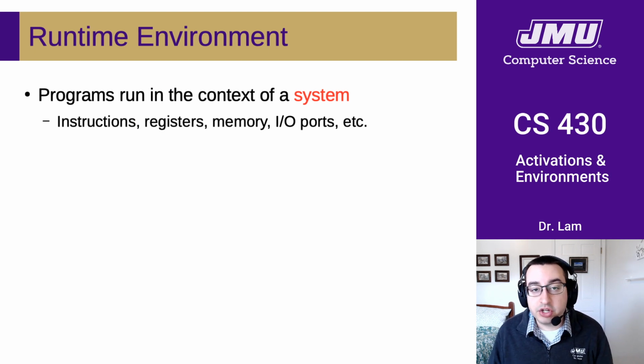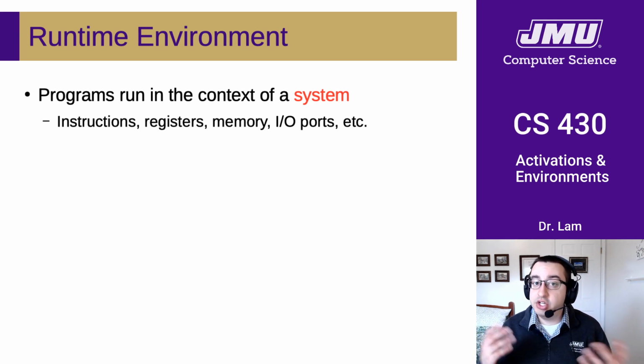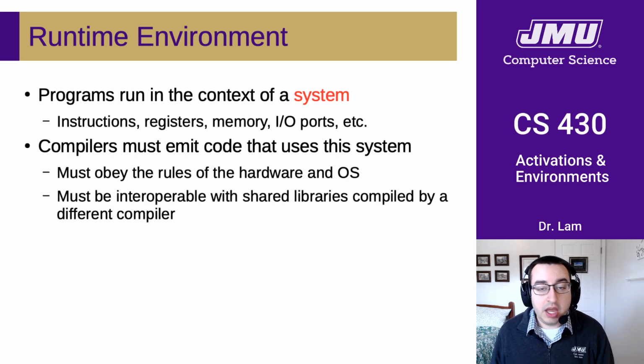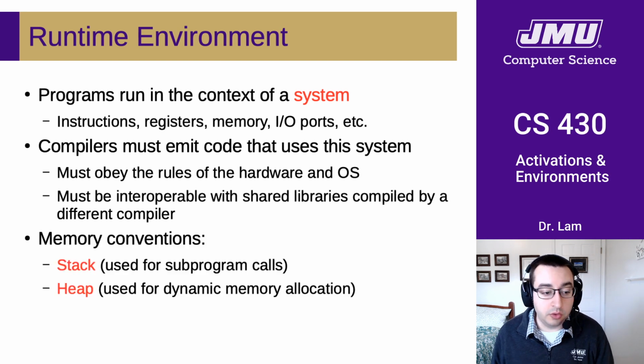This includes the instructions that are available, registers, memory, I/O ports, everything from the hardware up to the operating system that the program is running with, and any shared libraries that the program depends on. And so when you have a compiler that's submitting code, for instance, you need to make sure that this code is going to be compatible with the rest of the system. So you have to obey all the rules of the hardware and the operating system. And if your program depends on any shared libraries, you need to make sure that you're using the same rules.